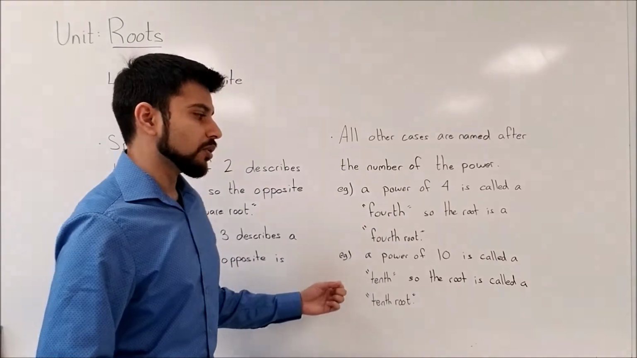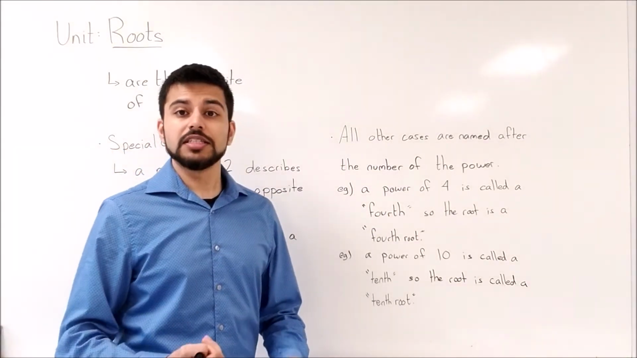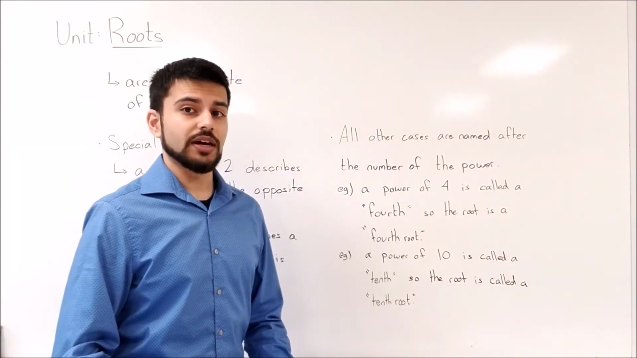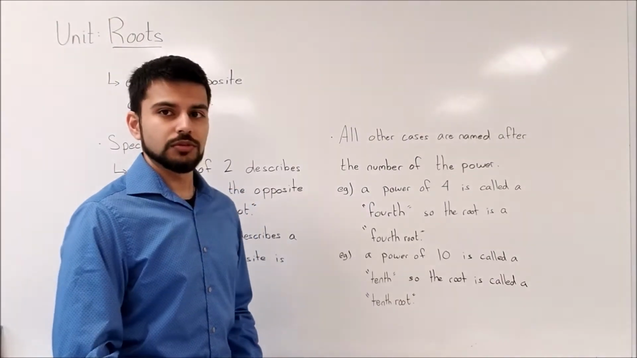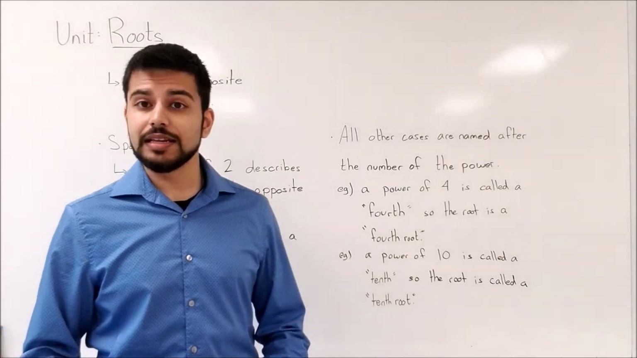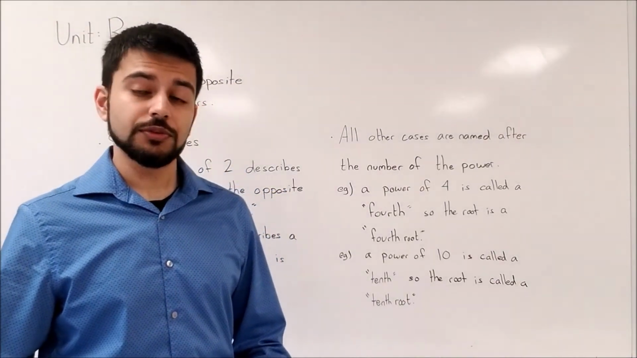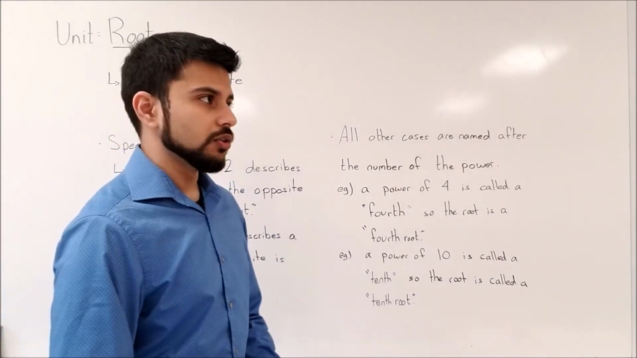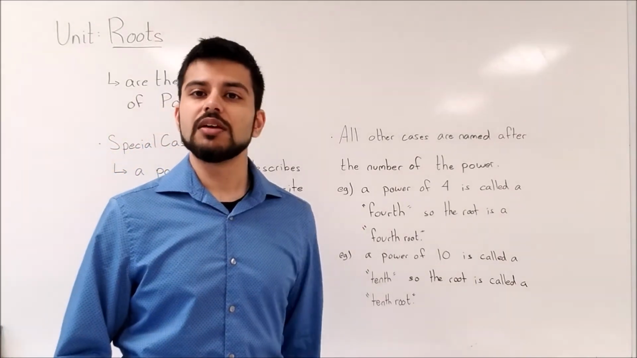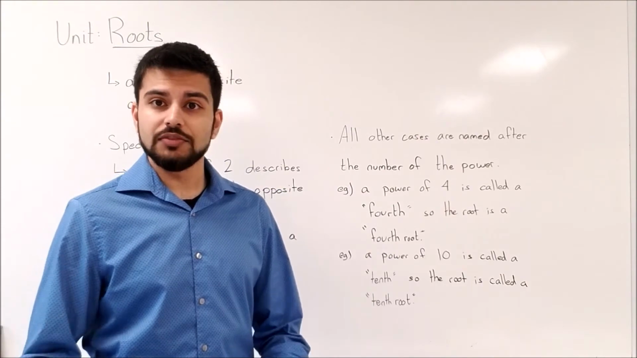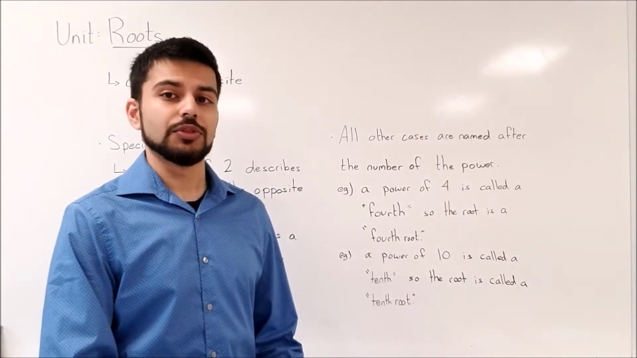If I had an exponent of 10, I could call that a 10th. So the root of that would be a 10th root. And that's the same for any number. So you could have a 5, which is a 5th, so it would be a 5th root. You could have a 27, which could be a 27th, and the root of that would be a 27th root.